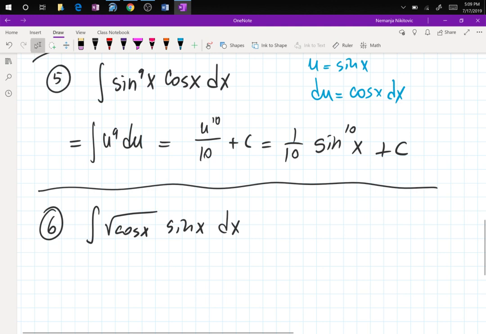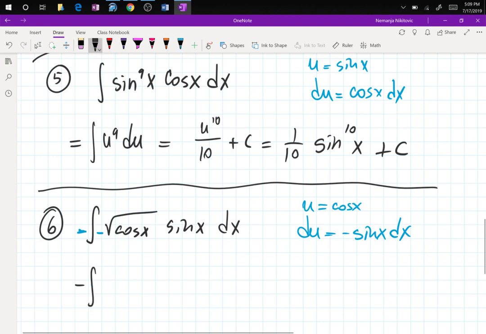Yes, we are going to use cosine this time as u because the cosine has the radical. Last time sine had the exponent. You want the single one to stay with dx because you are going to have a du part to replace dx. So if u is equal to cosine x, du is equal to negative sine x dx. You don't have a negative, so we'll place two negatives.